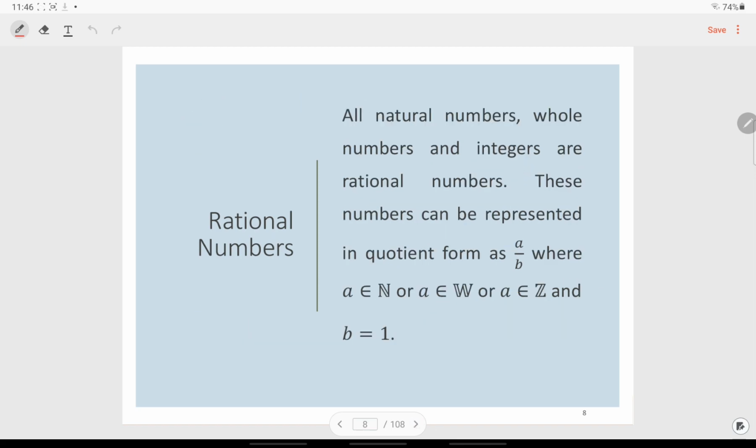Basically, all natural numbers, whole numbers, and also integers are rational numbers, because these numbers can be represented in quotient form, a over b, where the denominator or divisor is equal to 1. So any integer, whole number, or natural number is basically a rational number. For example, we have negative 15. Negative 15 can be written as negative 15 over 1. This is a fraction form, so it is a rational number.